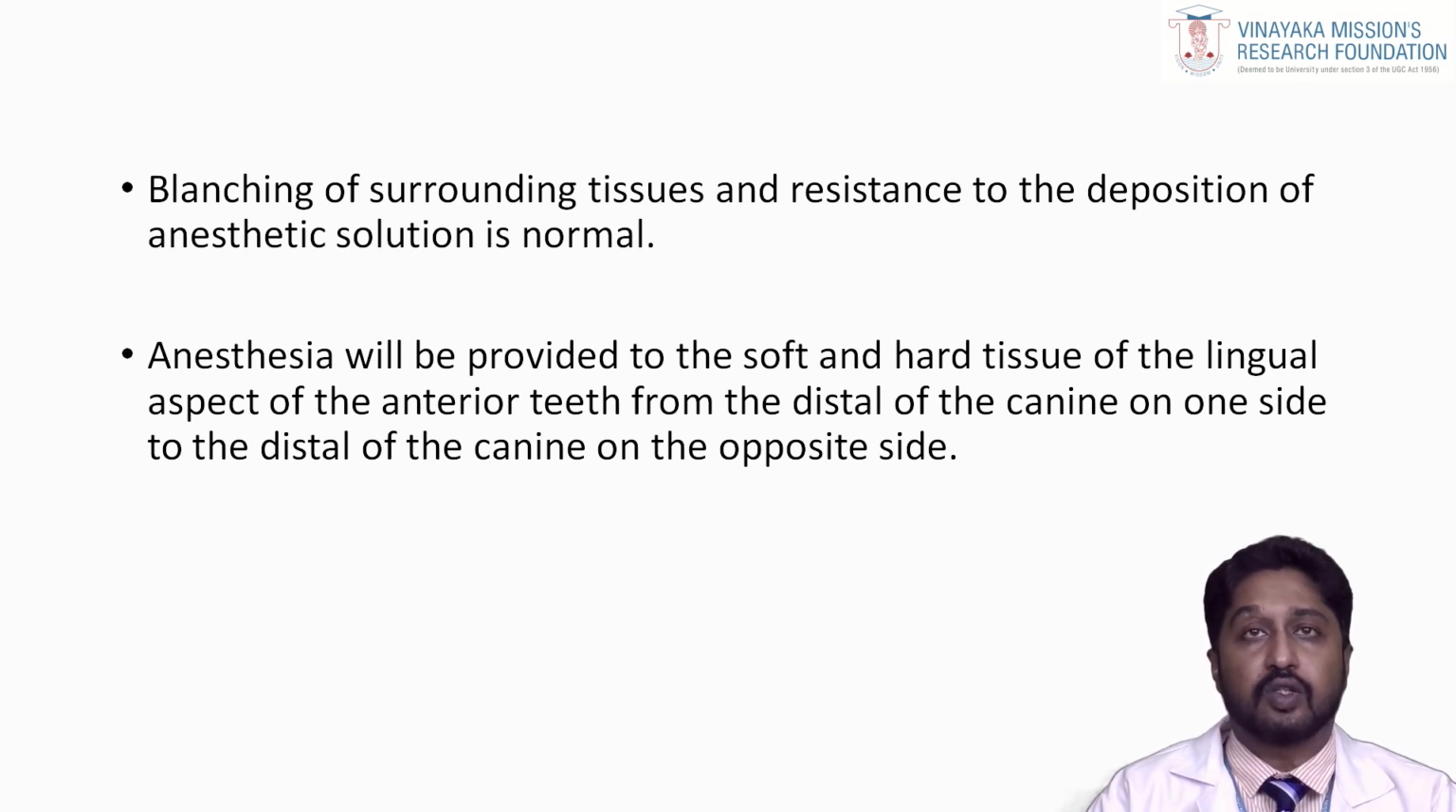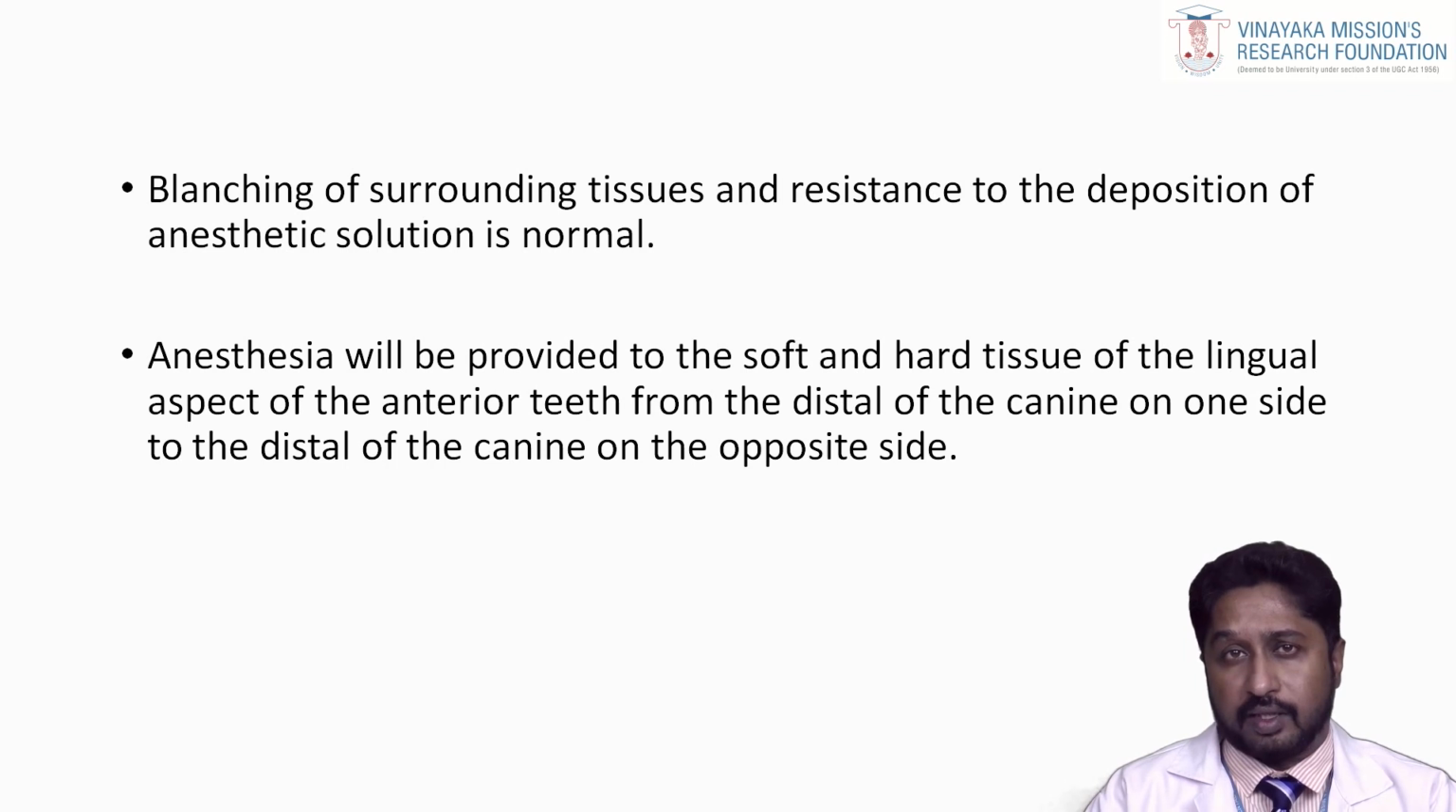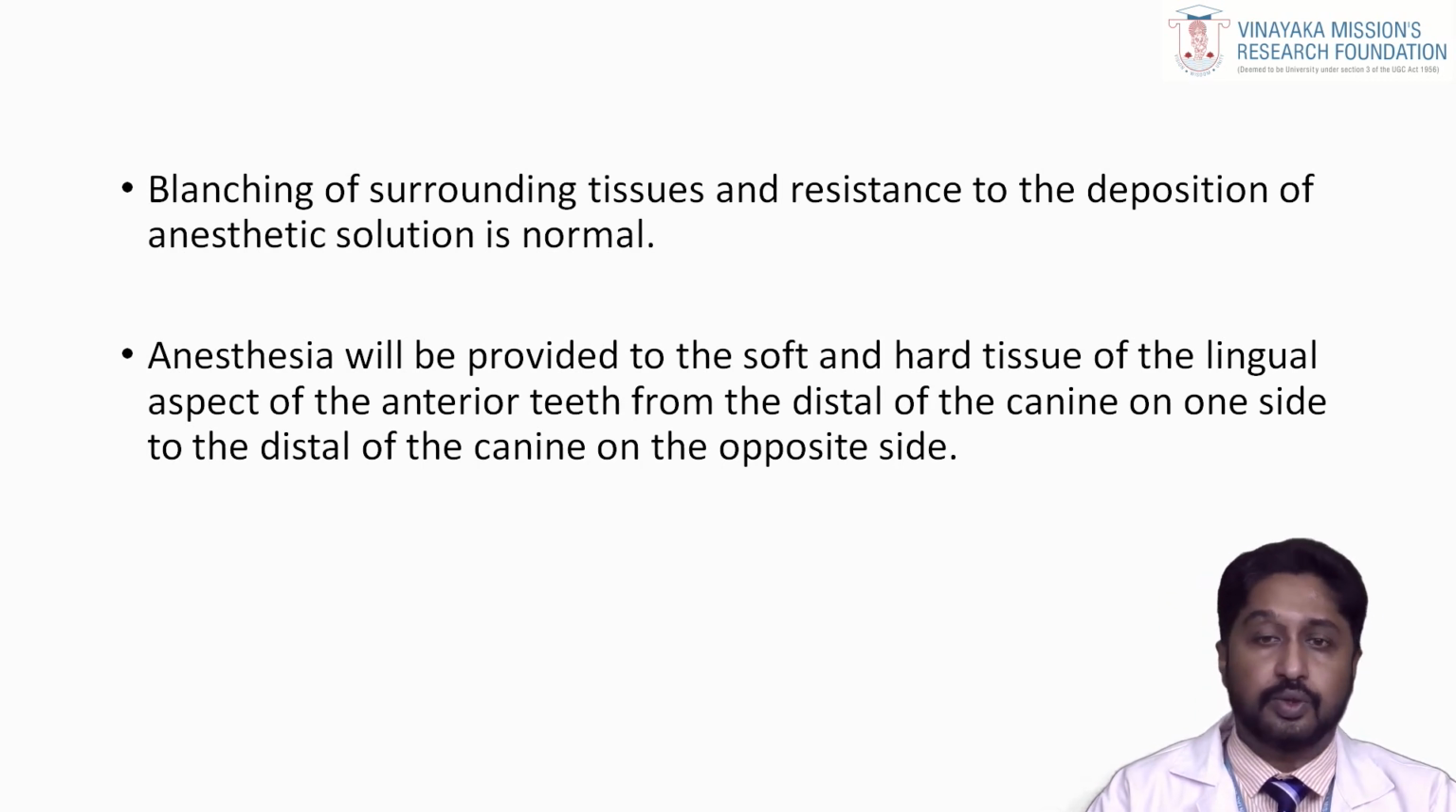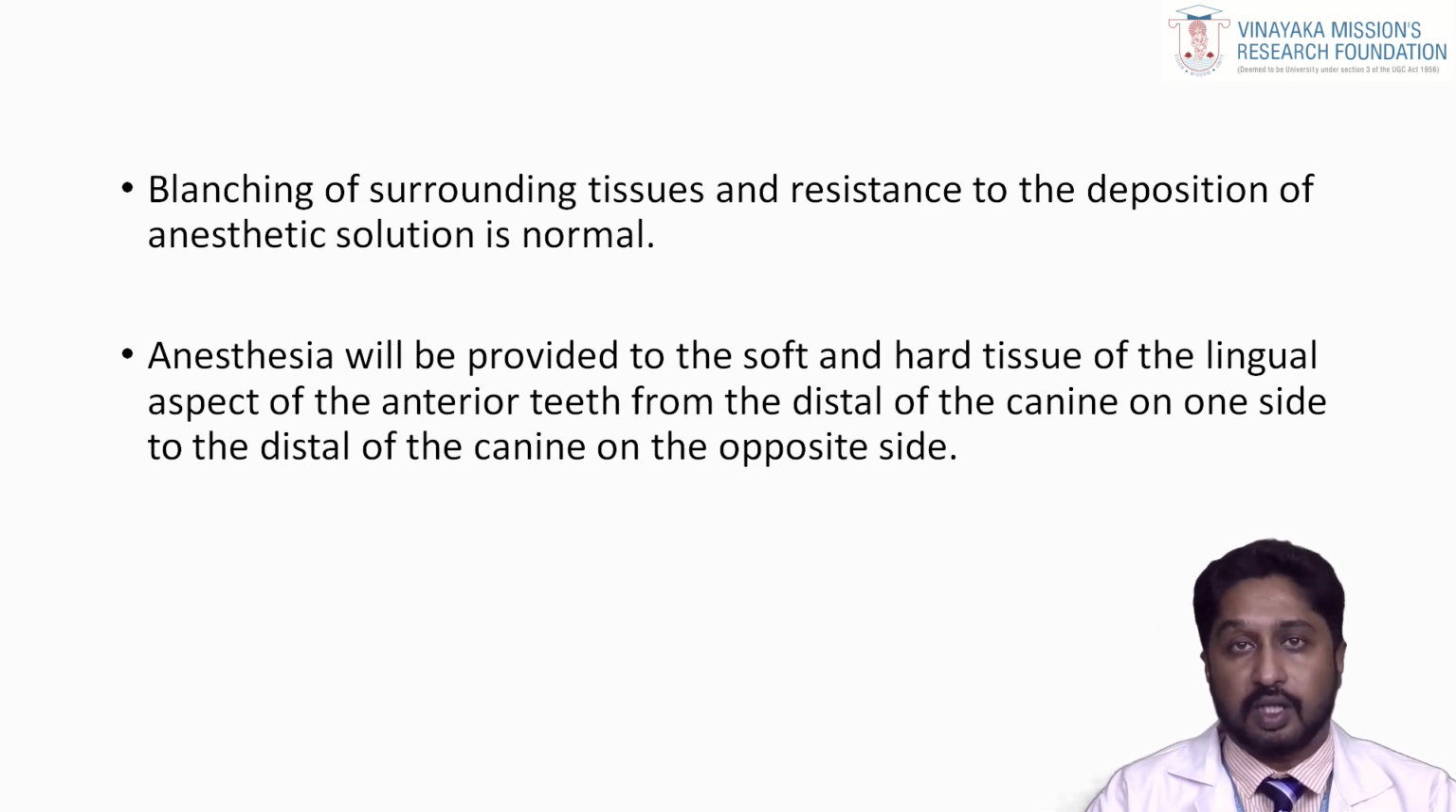Anesthesia will be provided to the soft and hard tissues of the lingual aspect of the anterior teeth from the distal of the canine on one side to the distal of the canine on the opposite side. That's what I told you, right? So from the distal of 1-3 to 1-3, 1-2, 1-1, then 2-1, 2-2, 2-3 and the distal of 2-3. So both these quadrants will be anesthetized. That is nearly 6 teeth anesthetized in this nasopalatine nerve block or incisive foramen nerve block.